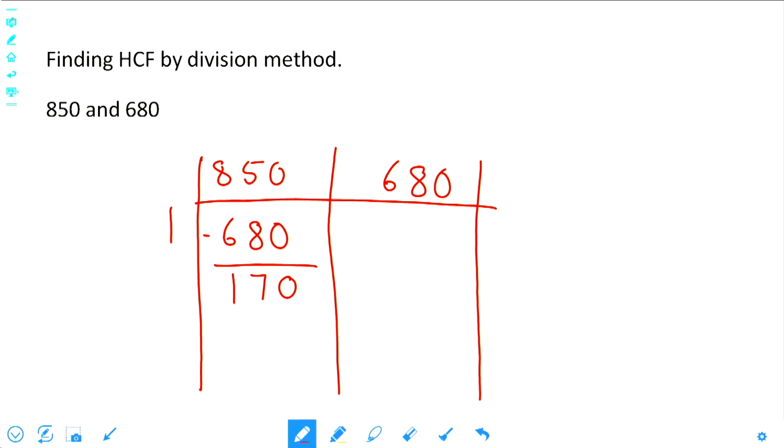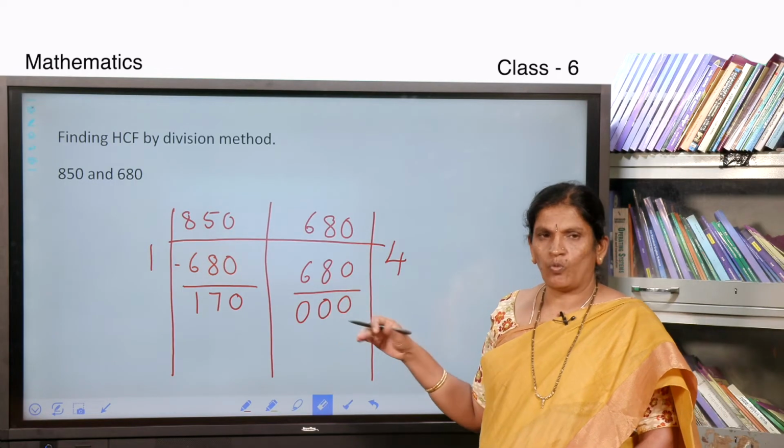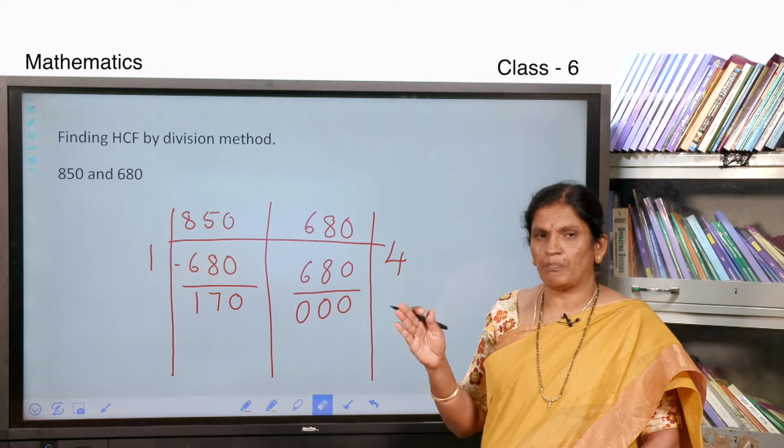Now, among these two, 170 and 680, 170 is the smaller number. So, 170 into 4, this is the quotient, 4 into 0, 0, I am multiplying this 4 with 170. So, 4 into 7, 28, 2 carry, 4 ones are 4 plus 2, 6. So, here remainder is 0. So, which is HCF here? 170 is the HCF. Children, this division method we can use while simplifying fractions into simplest form.